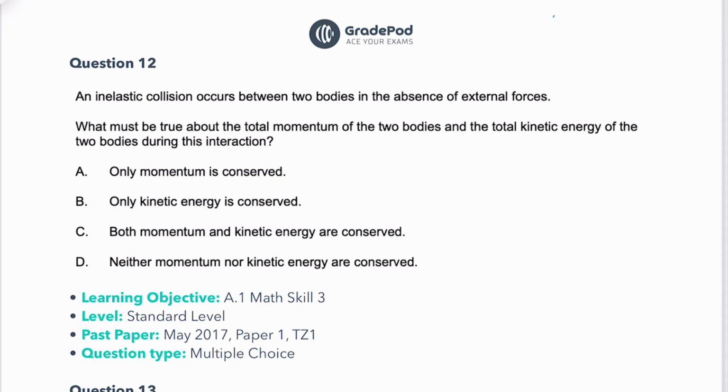Question 12. An inelastic collision occurs between two bodies in the absence of external forces. Okay. What must be true about the total momentum of the two bodies and the total kinetic energy of the two bodies? This is easy. An inelastic collision means that kinetic energy is lost. So kinetic energy is not conserved.